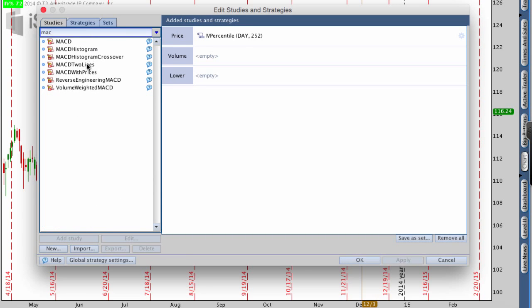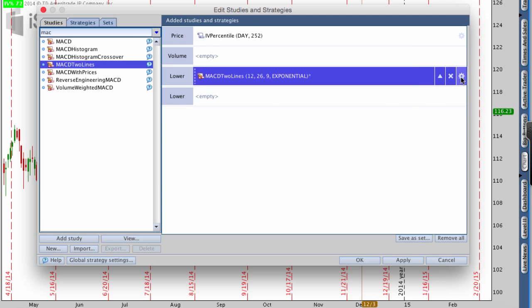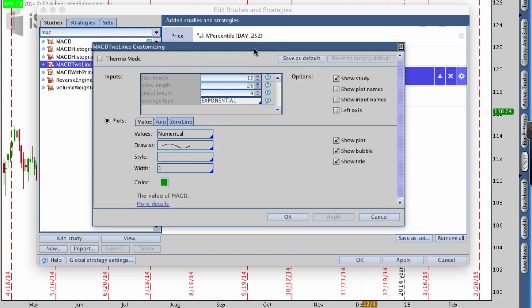I want to use MACD 2 lines. There are a bunch of different ones you can use: histogram, crossover, 2 lines, just regular MACD, but I like to use 2 lines. Inside MACD, you can see there are a couple of different settings. The first setting I want to change is the fast length, right here. Fast length is currently at 12, and I want to change that to 15. That's the first change I'm going to make, and then I'll explain what these different lengths mean. The slow length is currently at 26, and I'm just going to even that out a little more to about 30.